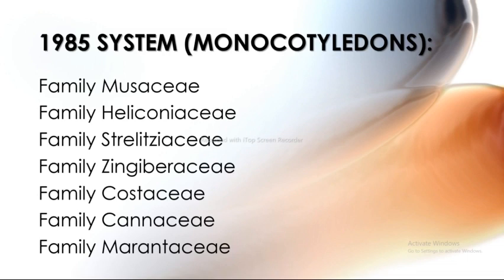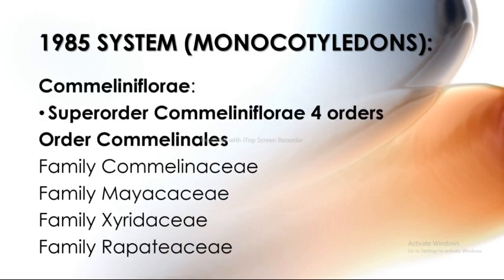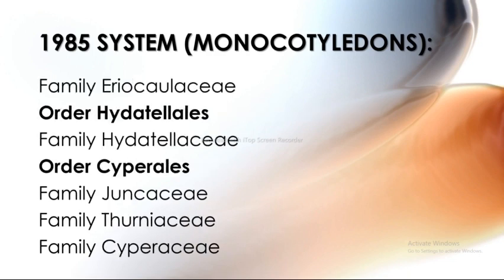and Musaceae, and the next is Heliconiaceae, Strelitziaceae, Zingiberaceae, Costaceae, and Canaceae, and Marantaceae. And the next superorder is Commeliniflorae. So this Commeliniflorae superorder includes 4 orders, which are: first order is Commeliniales, and it includes the family Commelinaceae and Myacaceae, Xyridaceae, and Rapataceae. And the next family is the Eriocolaceae, Hydatales, and the next order is the Hydatales.